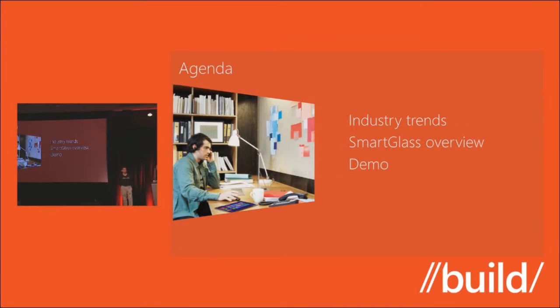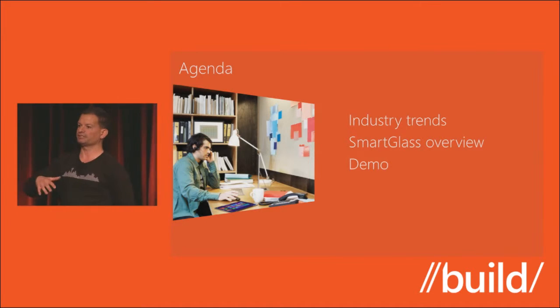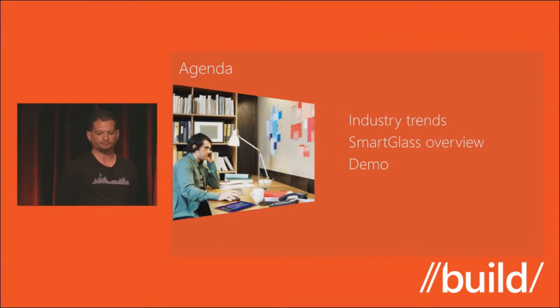So we're going to take a look at a few things. We'll start with some industry trends and take a look at what led us to the creation of SmartGlass, and then really dive into what SmartGlass is, how it's architected, how the system functions. And then take a look at a demo application and drill into how that application was built and how you can use that to build your own SmartGlass experiences.